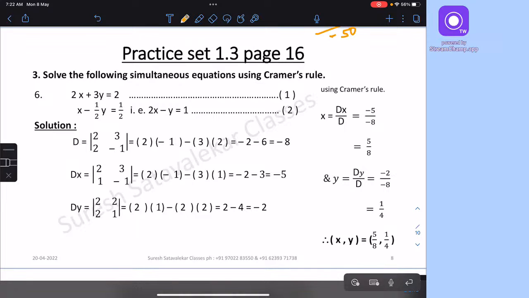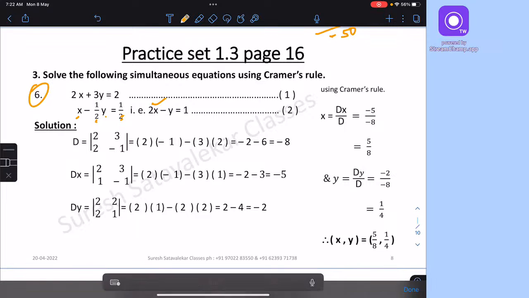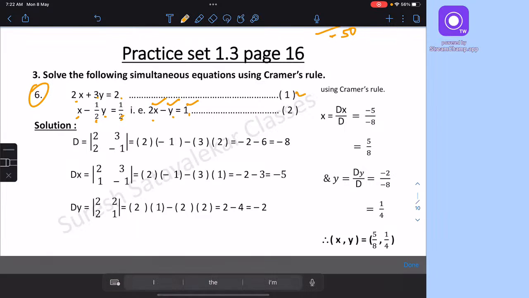Let us see one more sum. Example number 6. 2x plus 3y is equal to 2, and x minus half y is equal to half. If we want to avoid fractions, we can convert this equation so that instead of fractions we have integers. Here you will find that 2 and 2 are appearing in the denominator. So if you multiply this equation by 2, x multiplied by 2 gives you 2x, half y into 2, the 2s cancel, minus y, and half into 2 is 1. So you can treat this as 2x plus 3y is equal to 2 and 2x minus y is equal to 1. These are equations number 1 and 2.